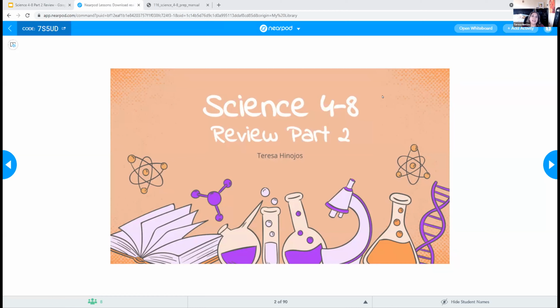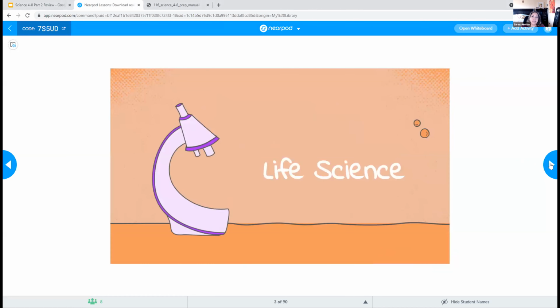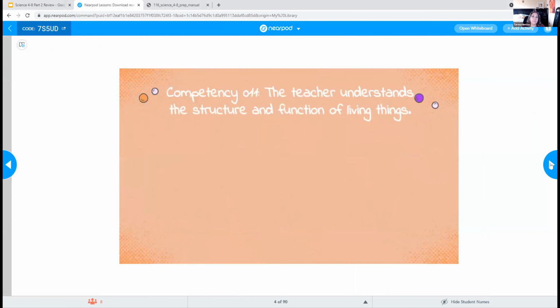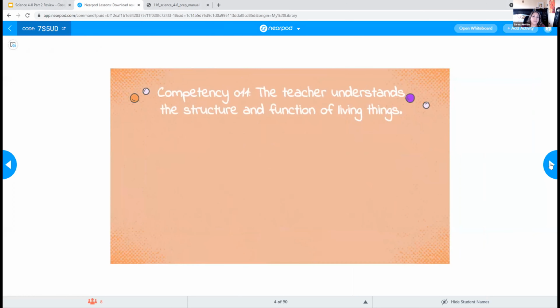We're going to be looking at the TExES Science 4 through 8 review, and this is part 2. We are going to be starting in the middle of the competencies, starting with life science. Today we'll be looking at life science and then earth and space science. Competency 11 relates to the teacher understanding the structure and function of living things.